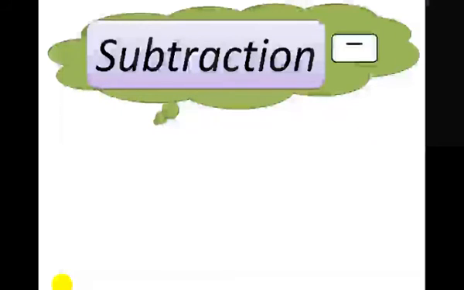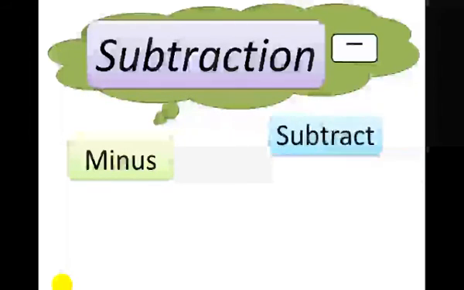The sign used for subtraction is this. Under subtraction, we have minus. Given a question asked to minus, it means you subtract. Subtract and minus are the same words. They are the same thing.